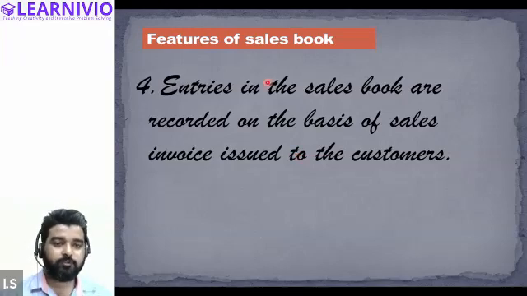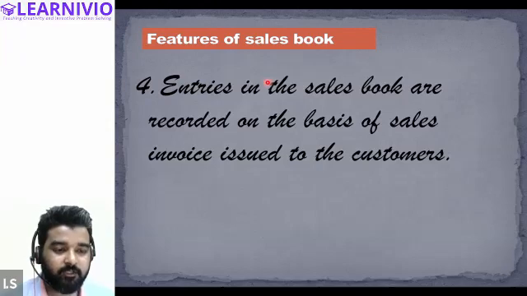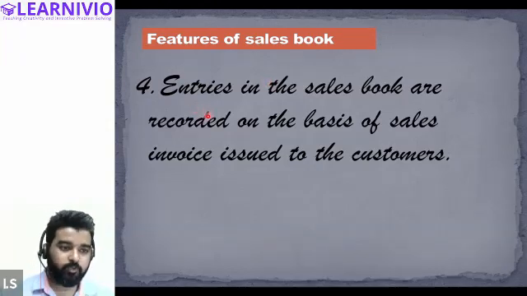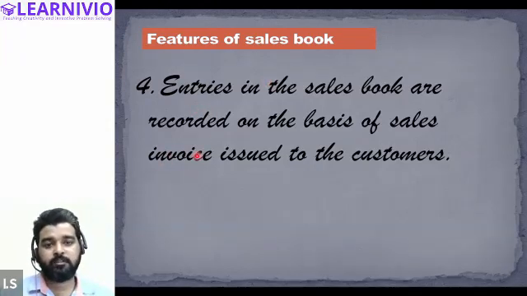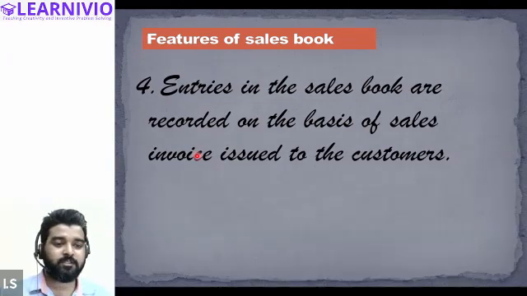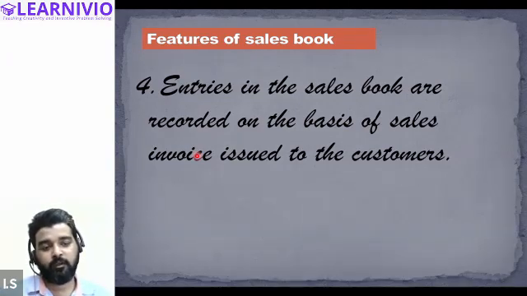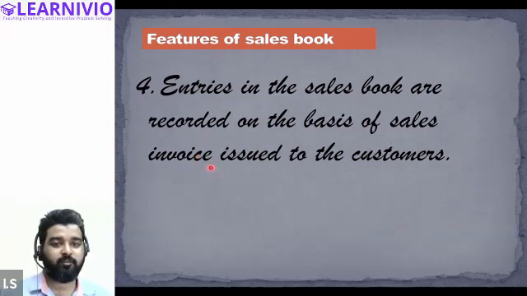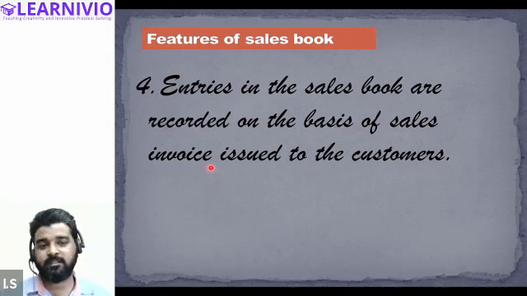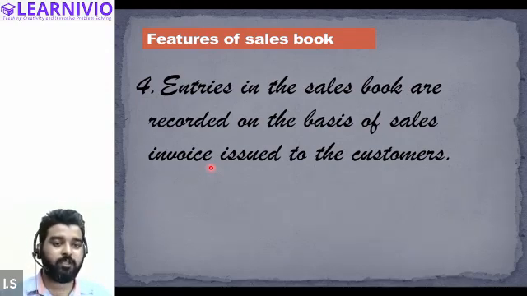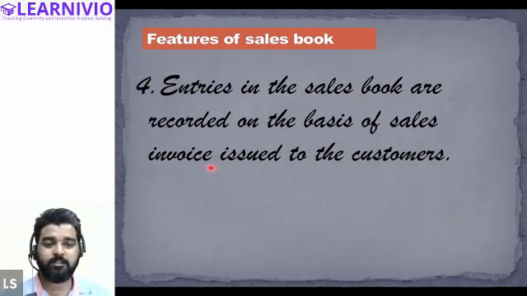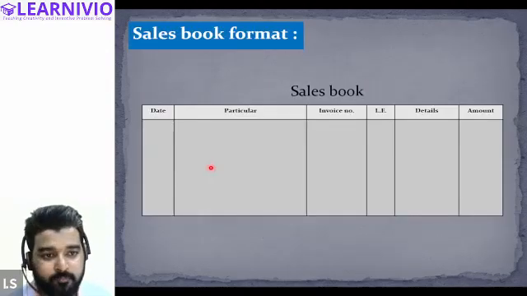All right. So just like in the purchase book, entries are done on the basis of what? On the basis of purchase invoices. Similarly, in the sales book, transactions are recorded on the basis of the sales invoice. So this is pretty much similar to the purchase book. The only difference is that the sales book contains the transactions relating to sales, and the purchase book records the transactions relating to purchases. There is not much difference other than this in presenting the sales book.